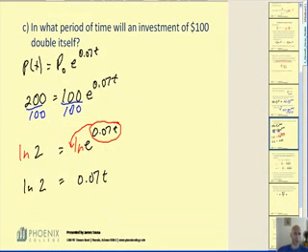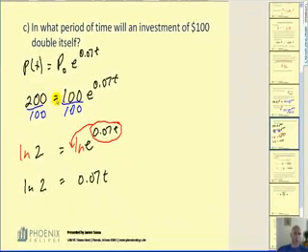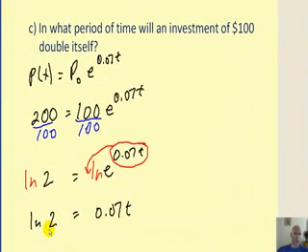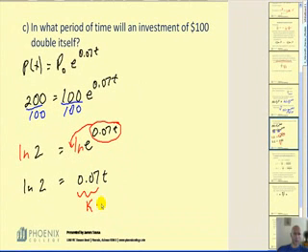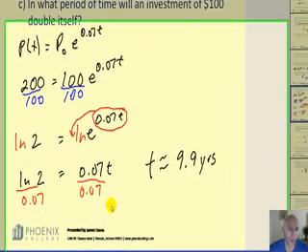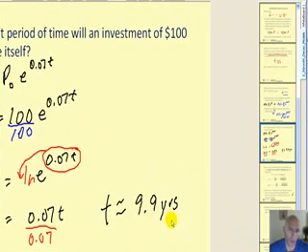Now I want to pause here for a moment and make a note that in order for something to double, notice that algebraically we end up with natural log 2 is equal to, this would actually be k times t. It's just that in this case we do know the value of k. This idea will come up momentarily. Okay, to finish this problem we simply need to divide by the coefficient. So if we divide both sides by 0.07, we'll get t approximately 9.9 years in order for this investment to double.